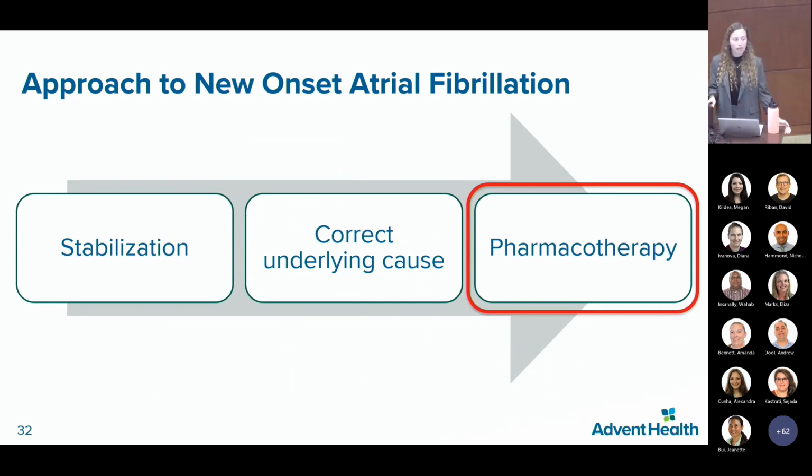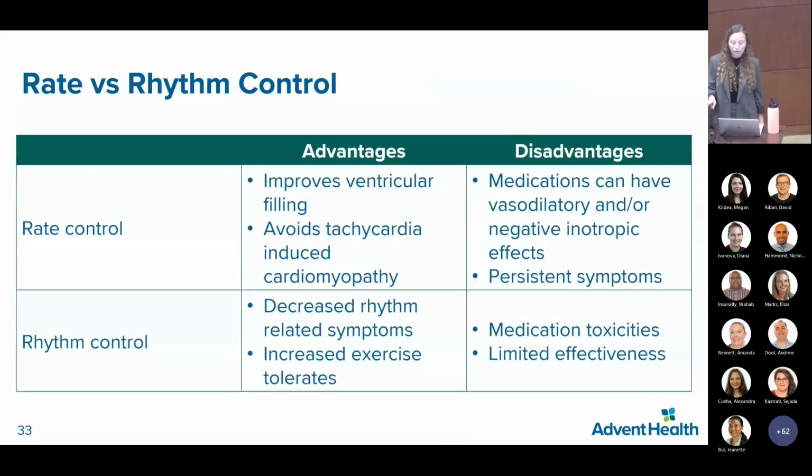If AFib does persist after we've addressed these correctable underlying causes, we can consider treatment with pharmacological therapy. There are two major approaches to the treatment of AFib, including rate and rhythm control. Each strategy has advantages and disadvantages that are routinely debated. Rate control can help us avoid tachycardia-induced cardiomyopathy and help us improve ventricular filling by allowing more time in diastole. But these medications can have vasodilatory and negative inotropic effects that may limit their use in our critically ill patients.